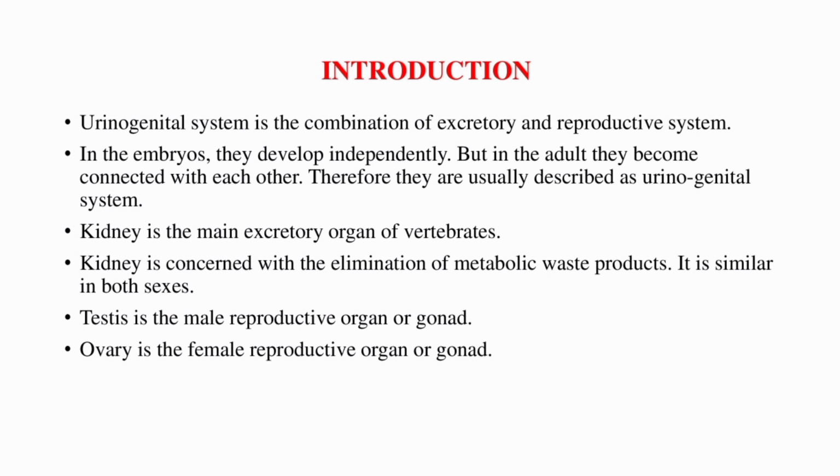Introduction. Urinogenital system is the combination of excretory and reproductive system. In the embryos, they develop independently, but in the adult, they become connected with each other. Therefore, they are usually described as urinogenital system.